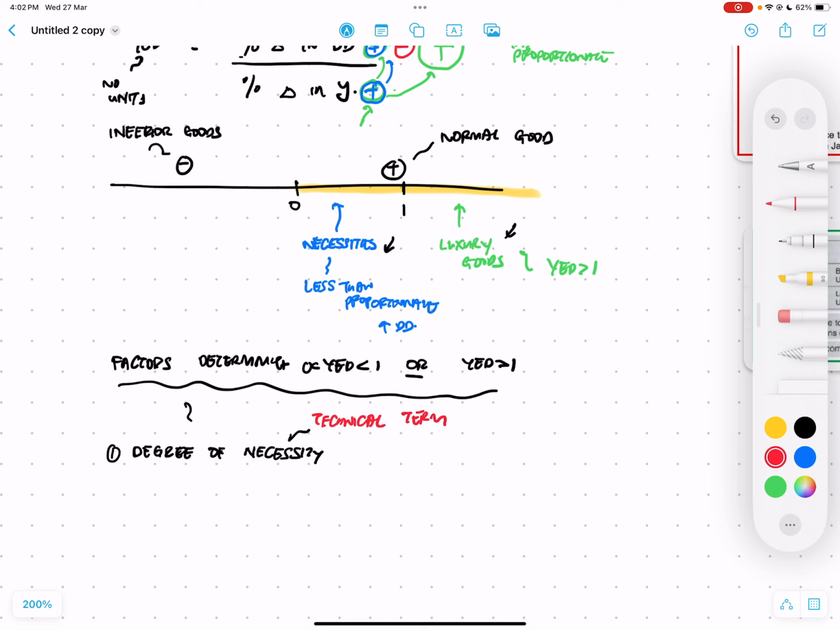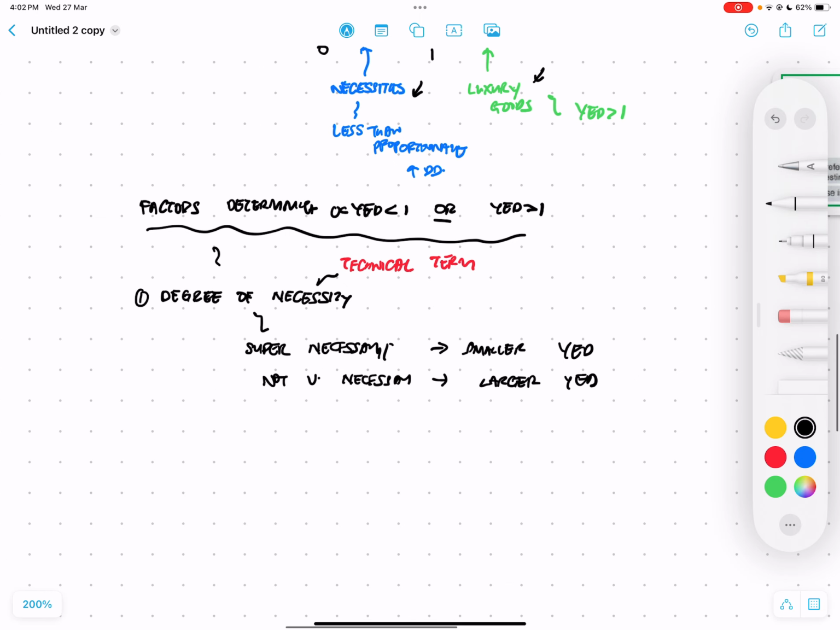Okay, so what's the logic behind this? So if something is like super necessary, then it has a lower YED, smaller YED. If something is like not very necessary, then it has a larger YED. Okay, so what's the logic behind this?